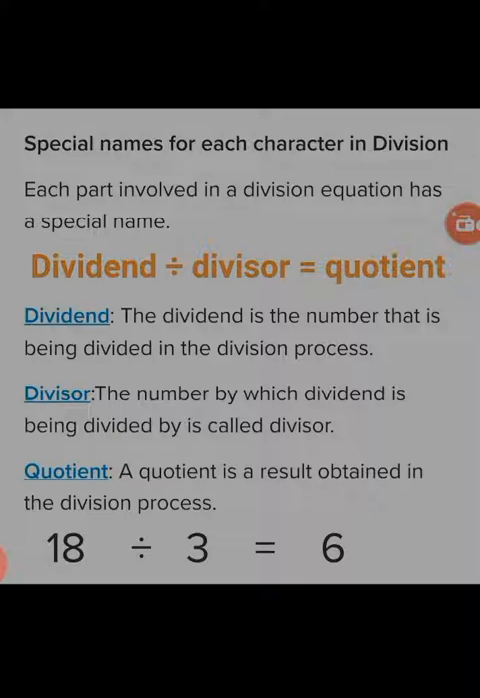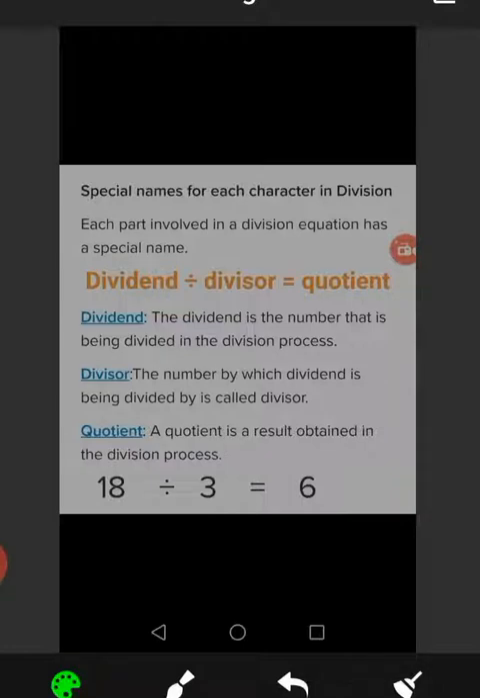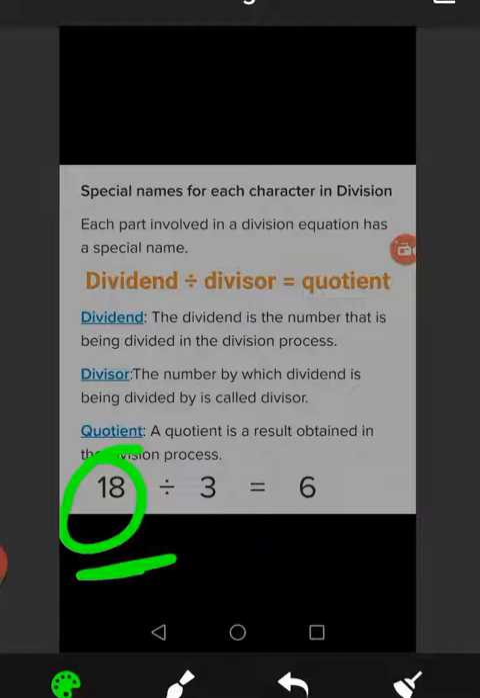So what is dividend? The dividend is the number that is being divided in the division process. In the division process, which number are you dividing? That is called dividend. So here 18 is the dividend. Now the divisor: the number by which the dividend is being divided is called the divisor. That dividend 18 is divided by 3. So 3 is the divisor here.